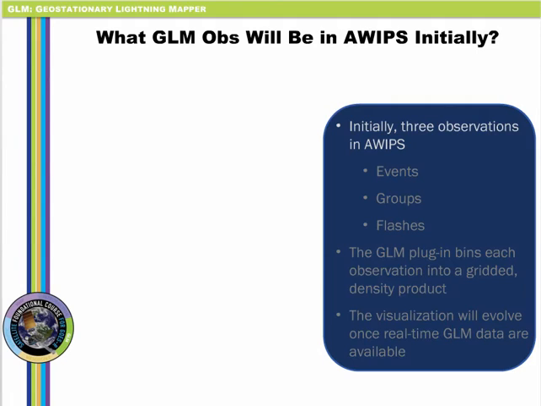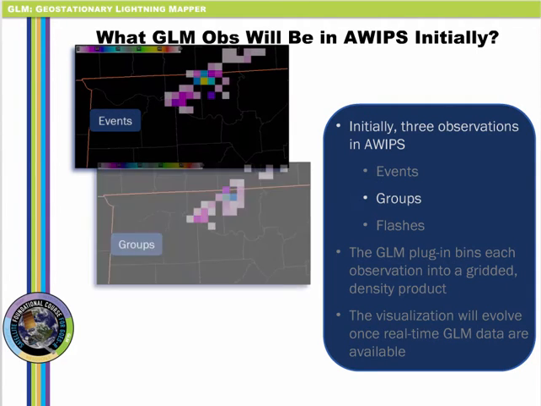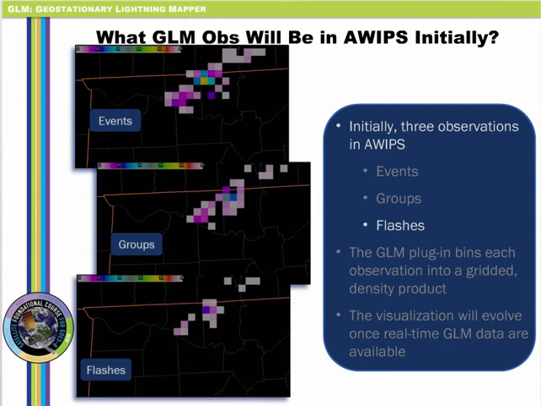AWIPS will initially display GLM events, groups, and flashes using the GLM plugin. To start, this plugin will bin each observation into gridded density products. The GLM visualizations will evolve once real-time GLM data are available. The following slides describe the initial visualization capabilities and more advanced features under development.